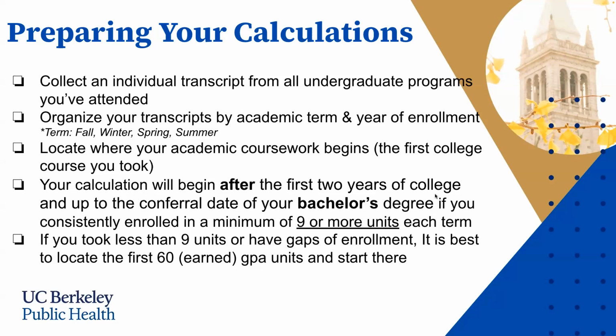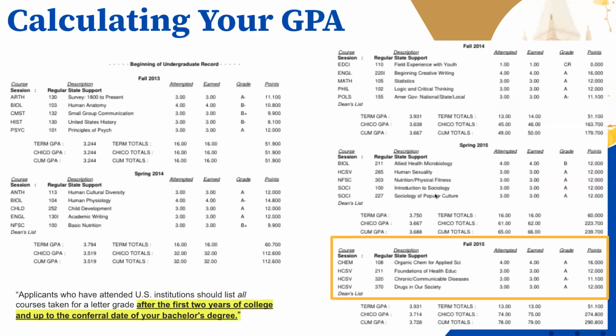So you have two ways that you can calculate this. If you had consistently been enrolled in undergraduate school as a full-time student, or maybe 9 or more units, so fall and spring, maybe you took a break in summer, that's okay, but typically you're always consistently enrolled in fall and spring, then I would suggest that method. But if you had large gaps, go with the 60 unit method.